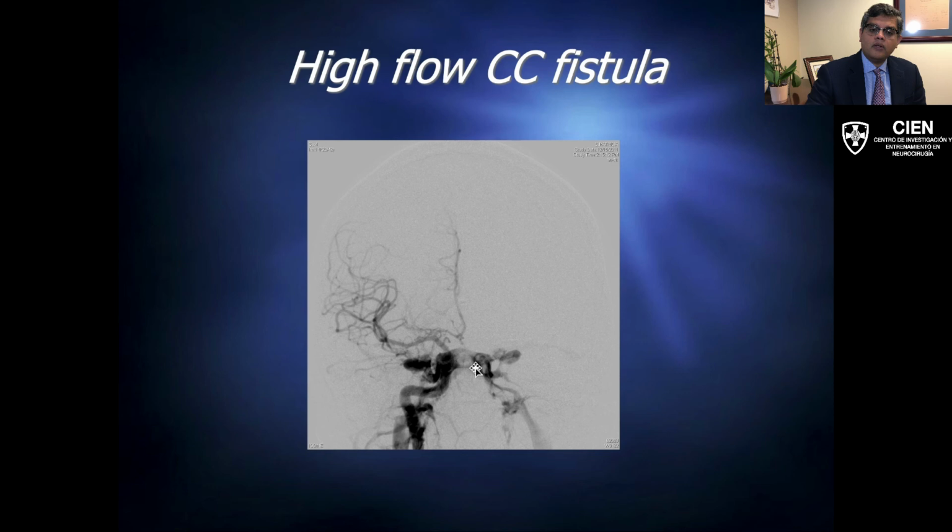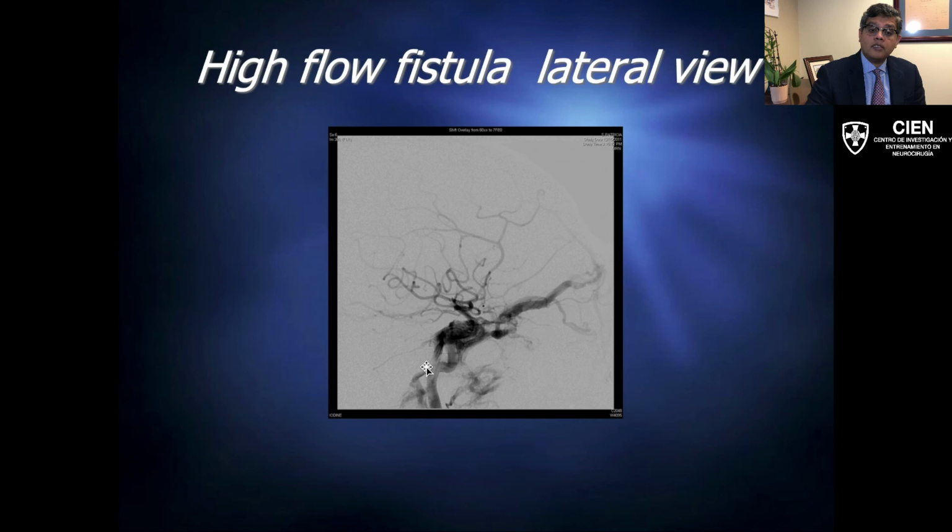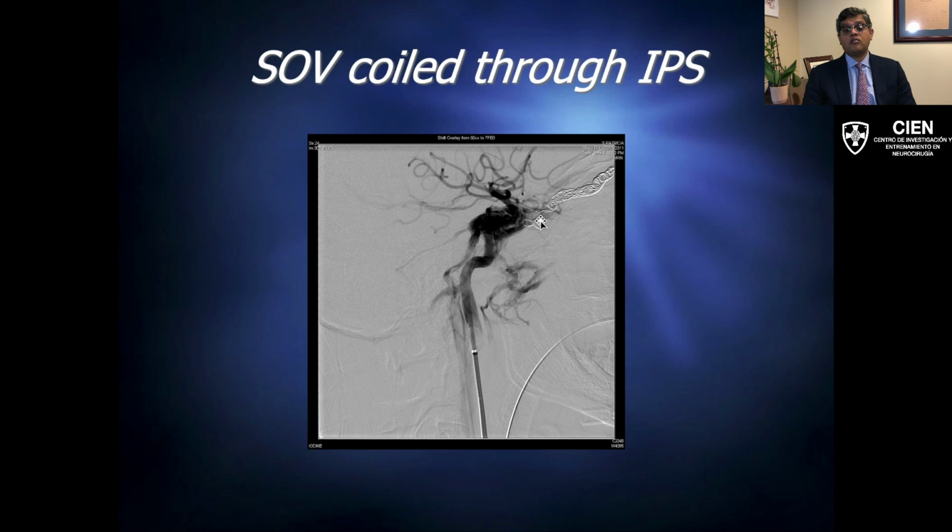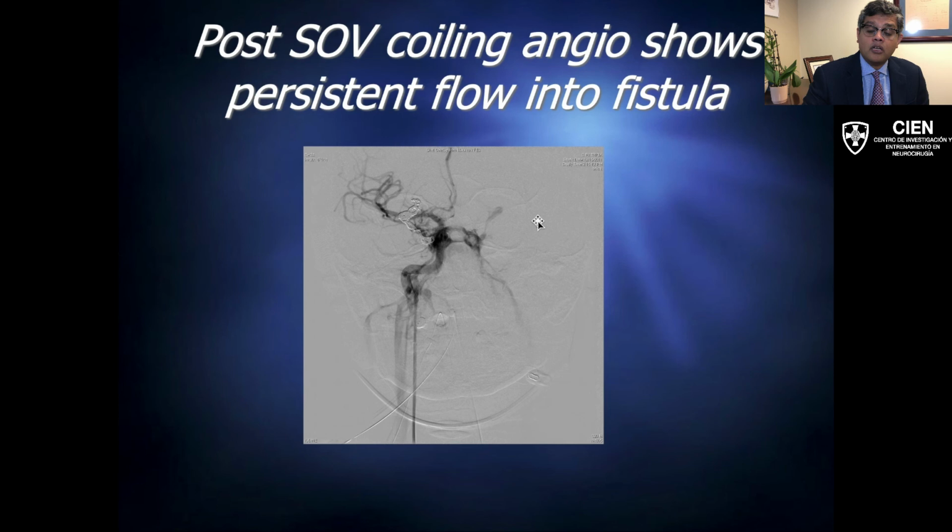And so initially we treated this through the inferior petrosal sinus. You can see the inferior petrosal sinus and the superior ophthalmic vein. You can see the coil mass here, and we wanted to just reduce the intraocular pressure, which is why we did this. This is the immediate post-embolization image, and the intraocular pressures dropped substantially.